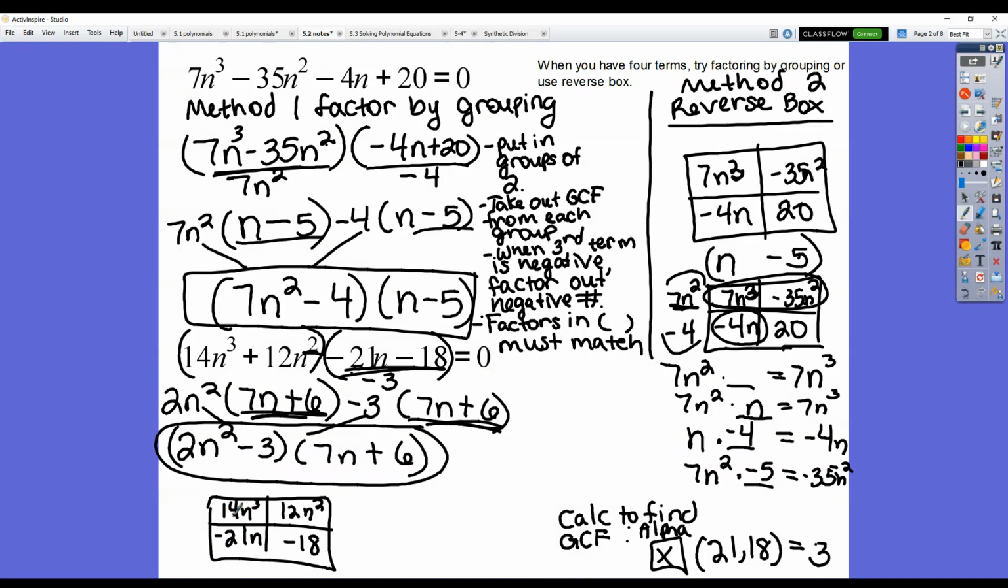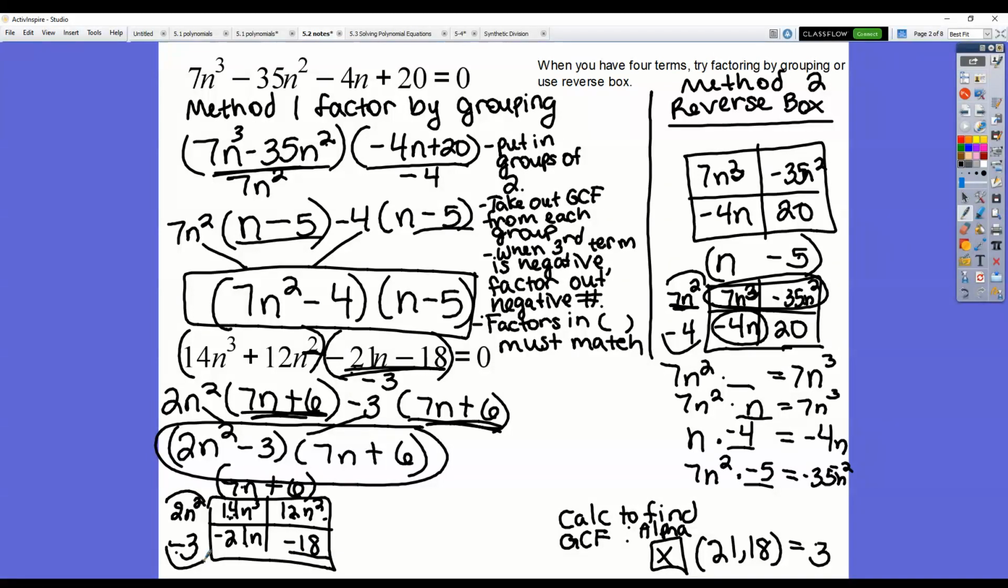Okay, ask yourself, what's the greatest common factor here? Well, that's 2n squared. 2n squared times what is going to give you 14n cubed? Well, that's 7n. And then 7n times what's going to give you negative 21n? That's negative 3. And then negative 3 times what would give you negative 18? Well, that would have to be 6. So there's your factors there.